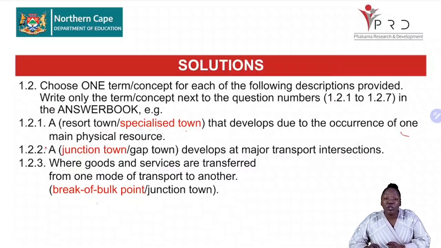Then secondly, a junction or a gap town develops at a major transport intersection. So where there is an intersection of transport, we call it a junction. That transport intersection, we're talking about the road, we're talking about the railway. It's where the transport modes meet, so it's a junction. Then your number 3, when goods and services are transferred from one mode of transport to another, remember that is a break of bulk point. One mode of transport replaces the other.